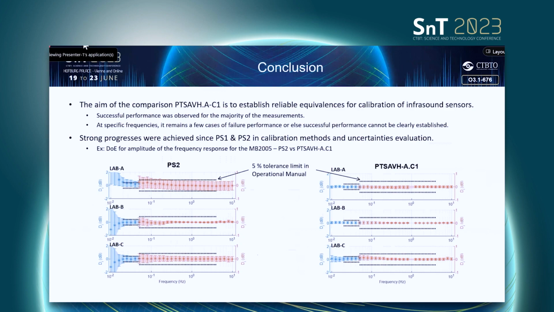We can see also that some issues observed at low frequencies in PS2, where we can observe deviations around 2-3 dB, which is significant, were solved now in C1. So these results provide big confidence in the results provided now by the laboratories.